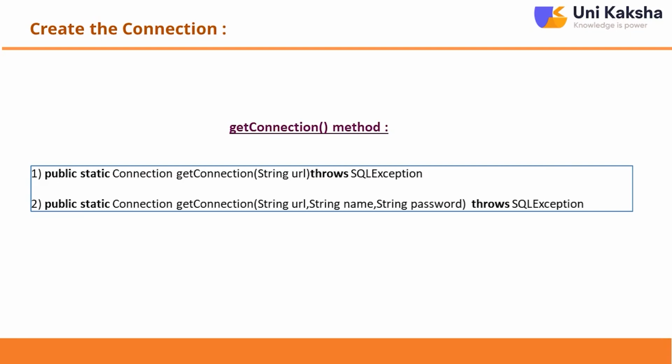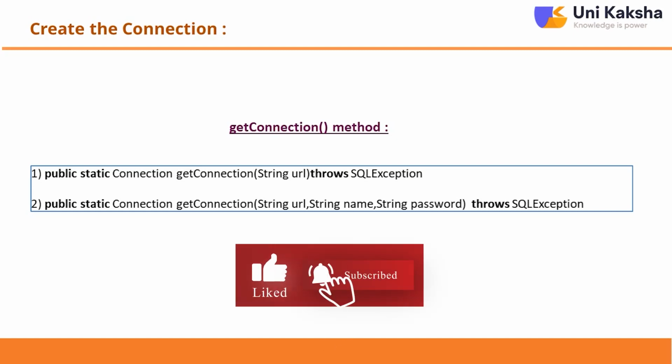Then the next step is how to create a connection. Once you have decided and completed the selection of the driver, the next thing is that you have to establish the connection. For establishing the connection, you are going to use the getConnection method. The getConnection method can be used in these two ways.